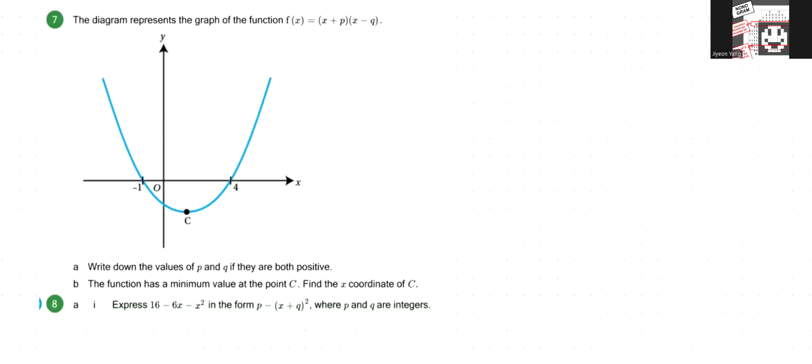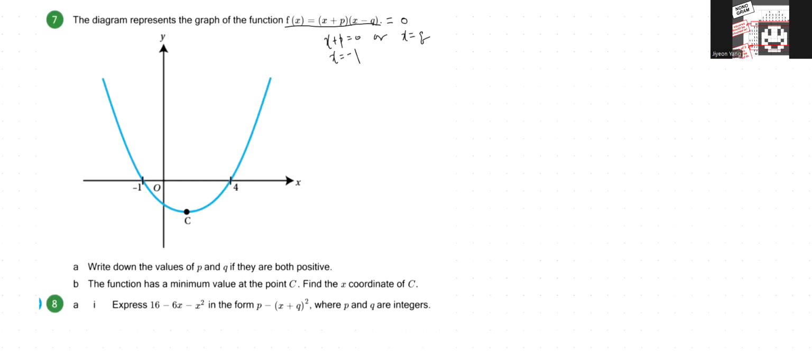Okay, let's solve question number 7. This quadratic function is written in this form, f(x) equals (x plus p)(x minus q). Then if we draw this quadratic graph, we should find the x-intercept as when the y value equals 0. Then either x plus p equals 0 or x equals q. From here, x equals negative p.